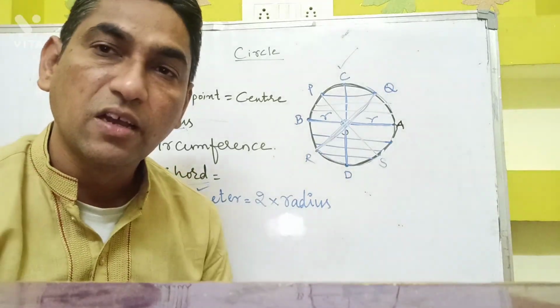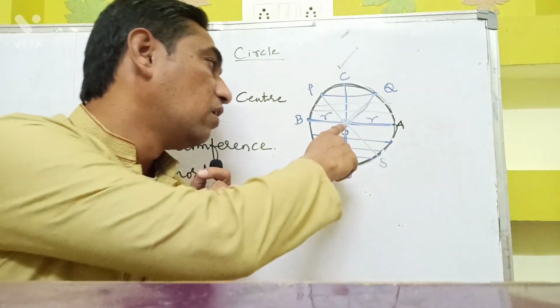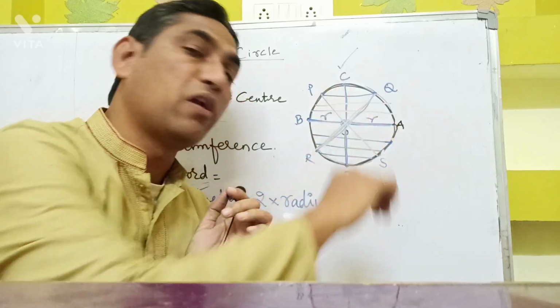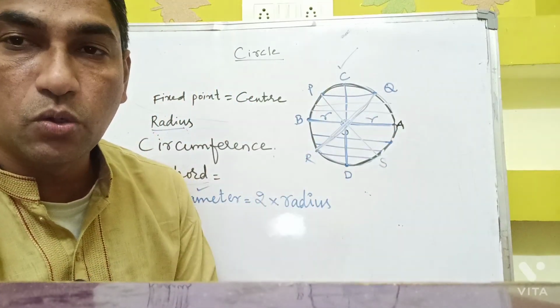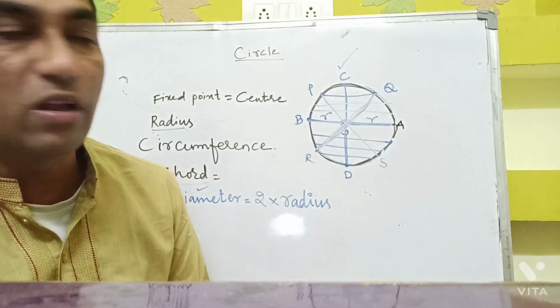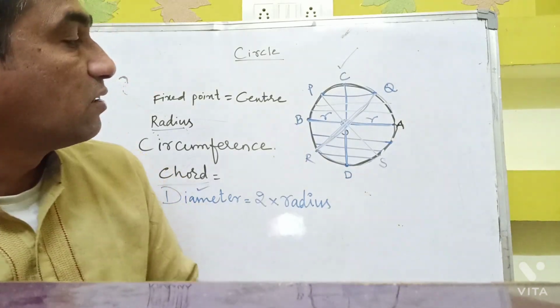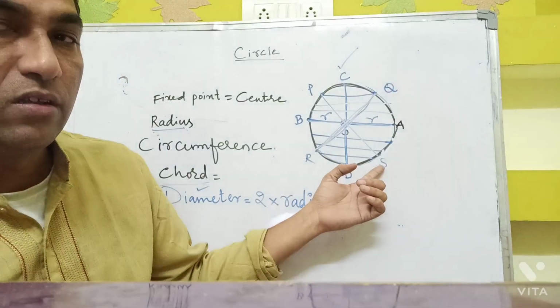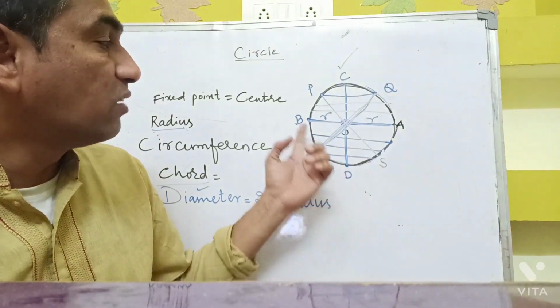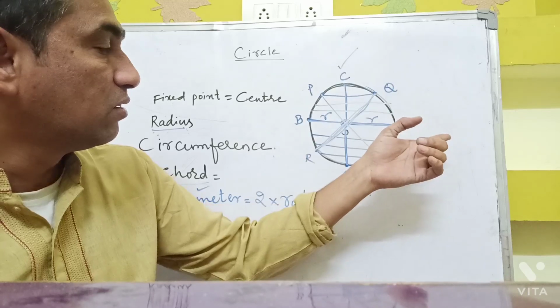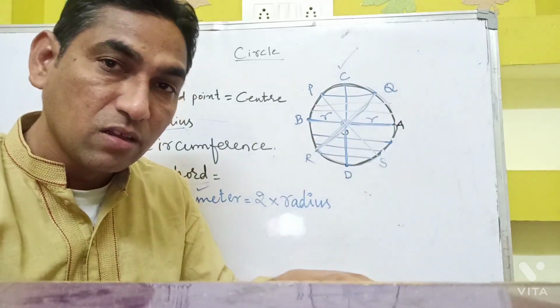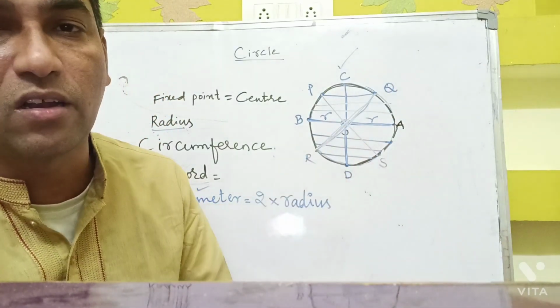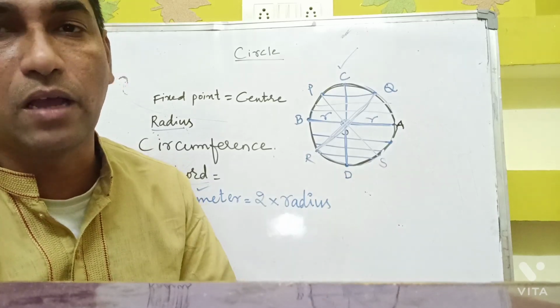Next, radius. Radius is nothing but a distance from the center to any point on the circle. Next, chord. A chord is nothing but a line segment which joins two points on the circle. These all are chords. But the chords which pass through the center are known as diameters.